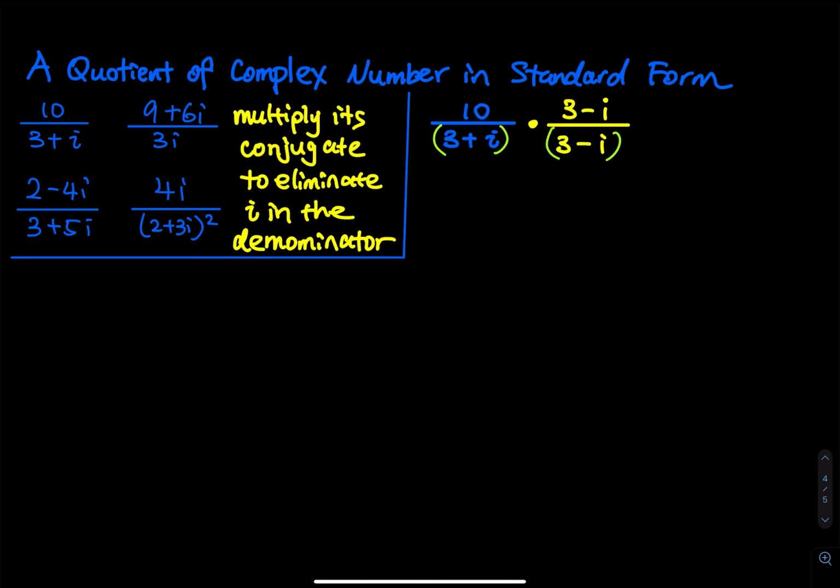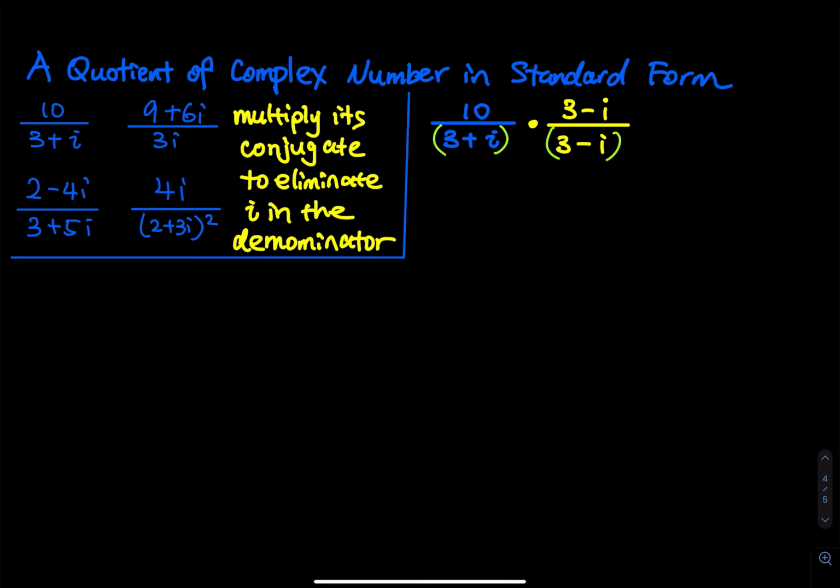Write a quotient of complex numbers in standard form. Look at the first problem, 10 divided by 3 plus i. What we have to do is multiply this fraction by its complex conjugate to make the i disappear in the denominator. So when you reach your final answer, I do not want to see an i in the denominator. The way we do this is we multiply by its conjugate.